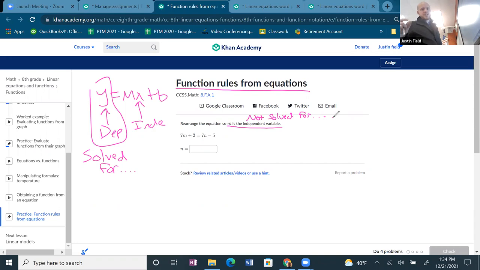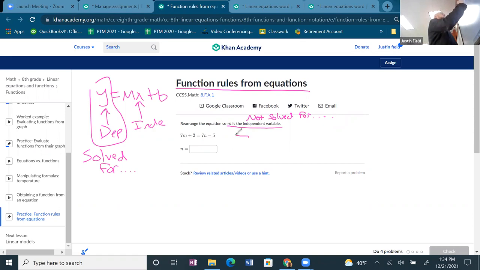The independent is the one that you can choose to substitute in for. Then you got to do all this stuff to it. And the dependent variable is what you end up with, depending on your independent. In any case, let's do some solving.